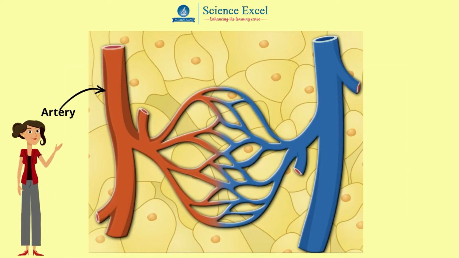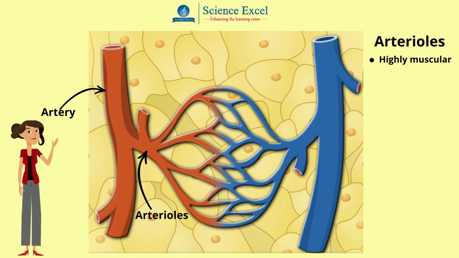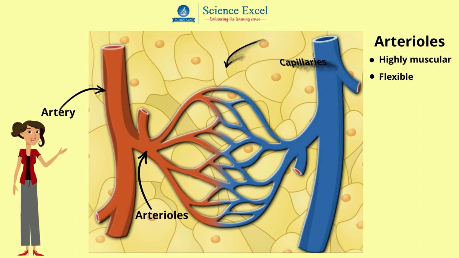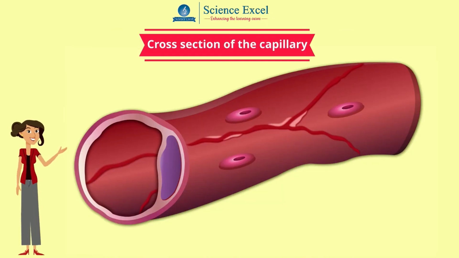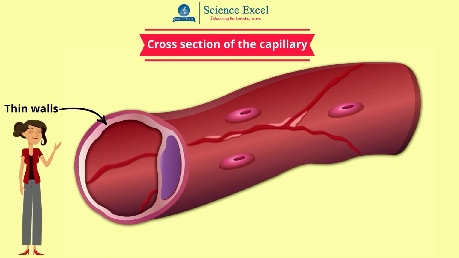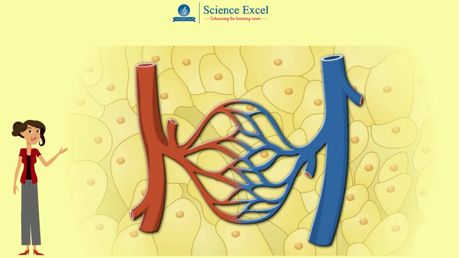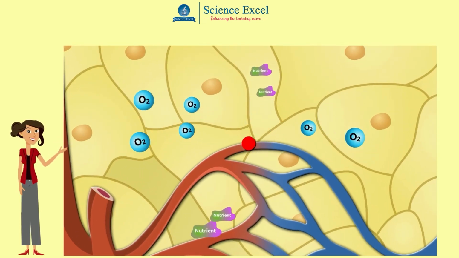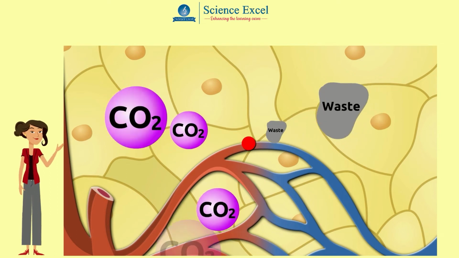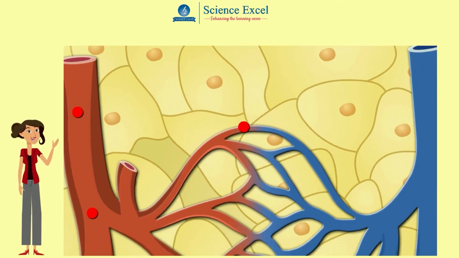Arteries branch into smaller vessels called arterioles. Arterioles are highly muscular and flexible and can change their diameter manyfold. The arterioles gradually divide to form smaller and smaller vessels called the capillaries. Capillaries are tiny blood vessels having thin walls which are only one cell thick with a narrow lumen. The thin walls of the capillaries allow oxygen and nutrients to pass from the blood into the tissues and allow waste products to pass from the tissues into the blood.